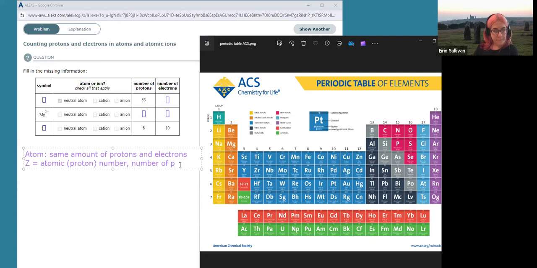Now, it's worth making a point that the identity of an element is based on its proton number or atomic number. So for Z equals 25, for example, that is always manganese, okay? If Z was 26, it would be iron, right? So the number of protons in the nucleus and the identity of the element are intrinsically linked. That is literally how we identify elements, okay?